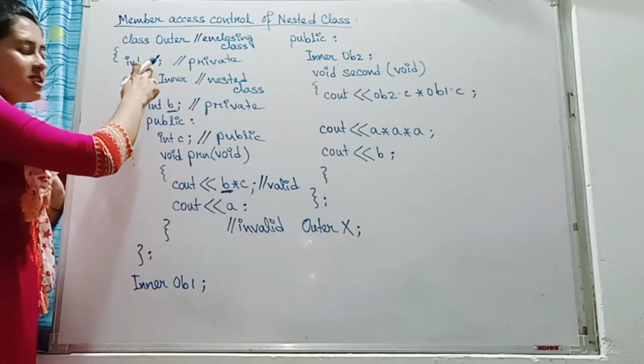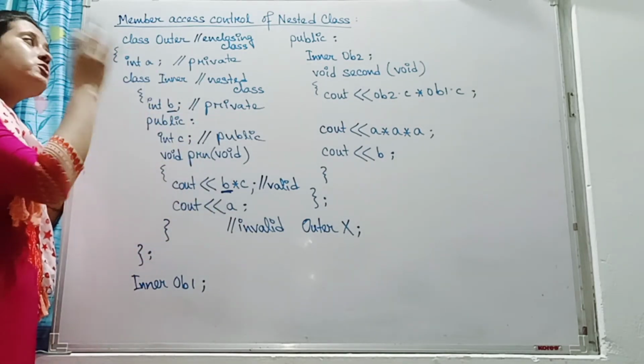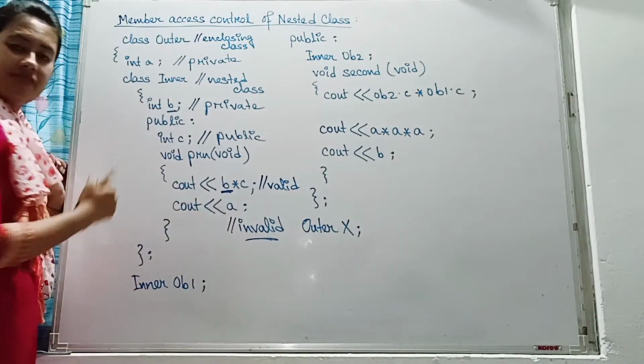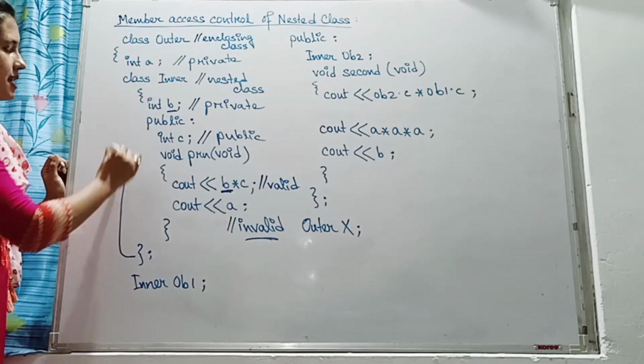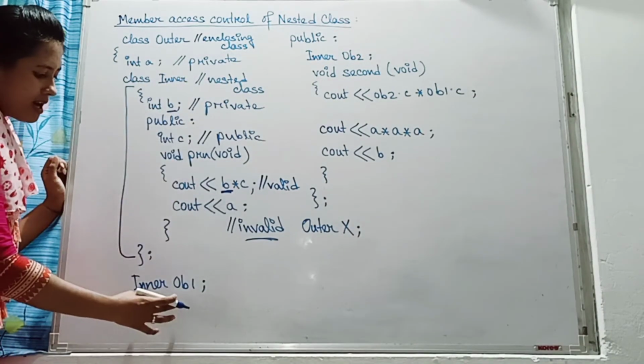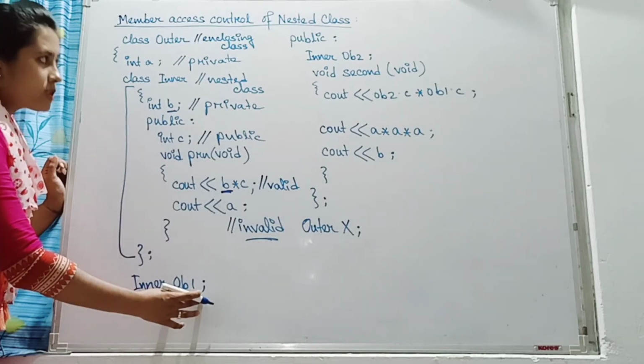Since A is a private member, it can be used only in the outer class but not in the inner class. So this statement will become invalid. Now here my class inner is over. You see, the inner class scope is up to this one. Now, of type inner we have defined one object OB1.